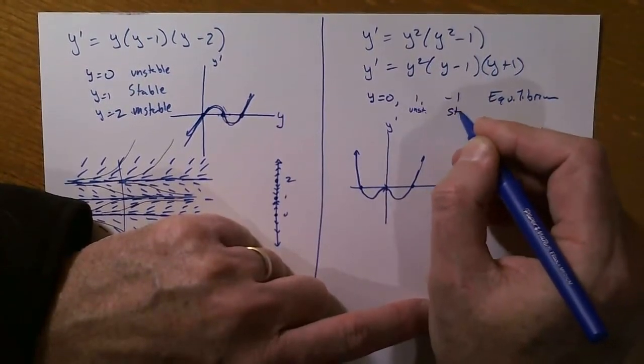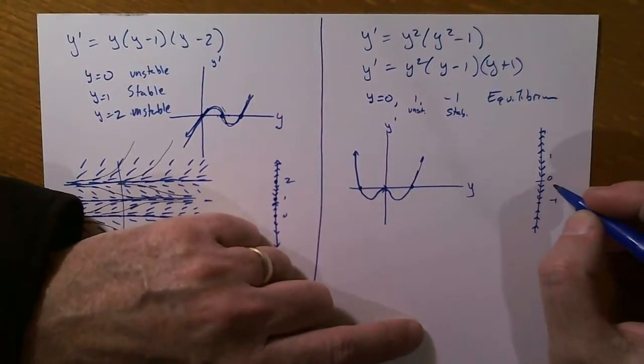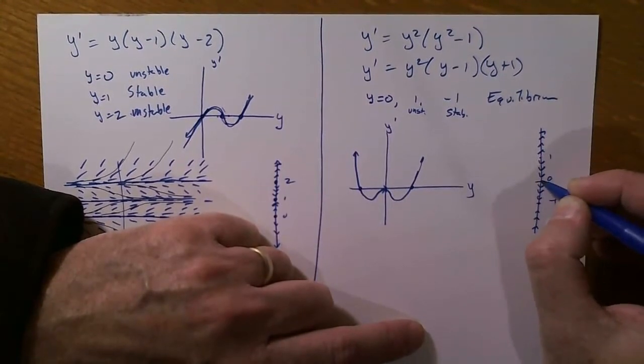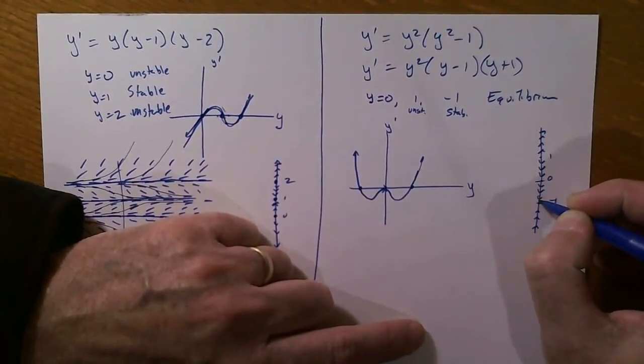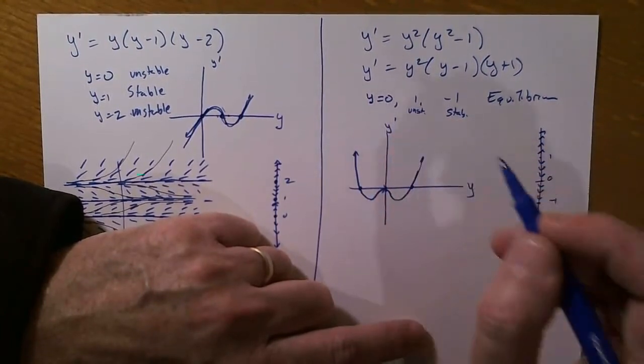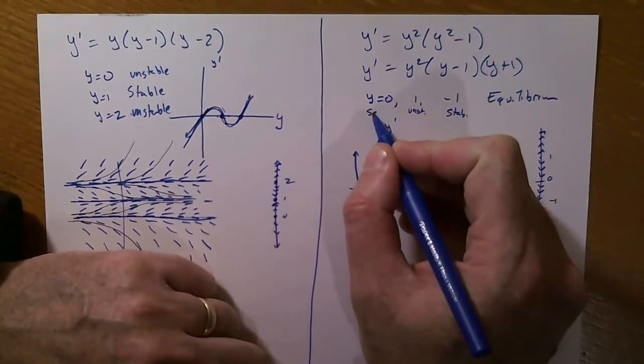So -1 is stable. And 0 is neither stable nor unstable. Above, it seems that you're heading down to 0 from above, but you're heading away from 0 down below. So this is neither stable nor unstable. It's sometimes called semi-stable.